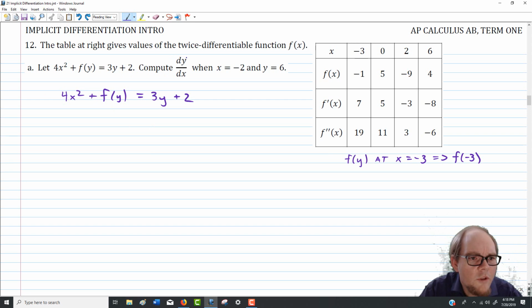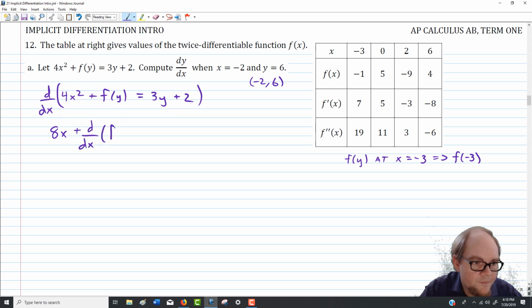So let's go through here. We're supposed to find dy dx at a particular point. In fact, our point is negative 2, 6. So let's go ahead and see what happens when we take the derivative with respect to x and see if we can pinpoint what's weird. So derivative with respect to x of 4x squared, that's going to be 8x. The derivative with respect to x of f of y is going to be a challenge. Let's play with that in just a second. That's the newbie.